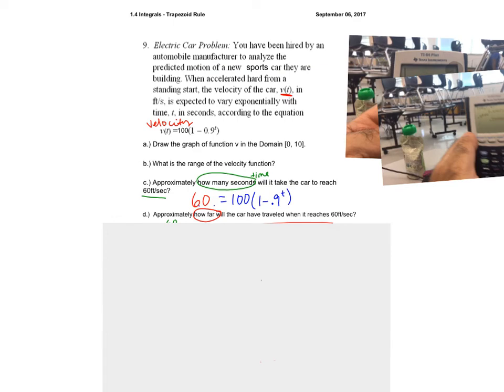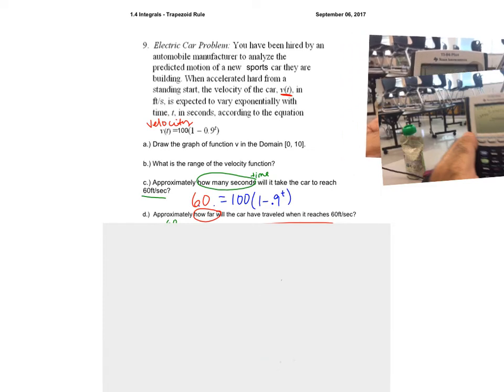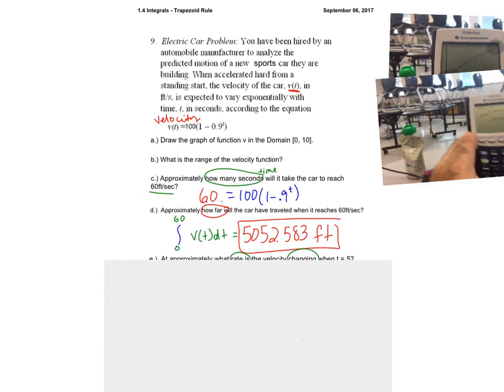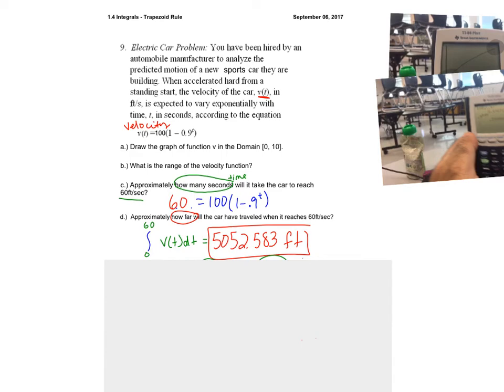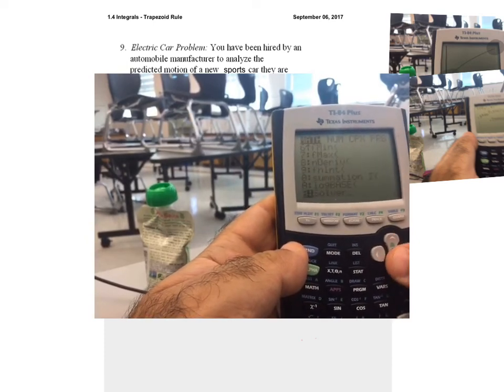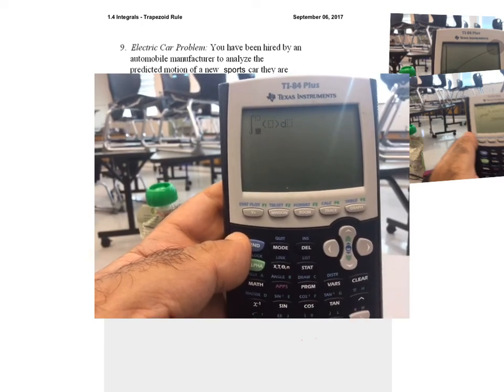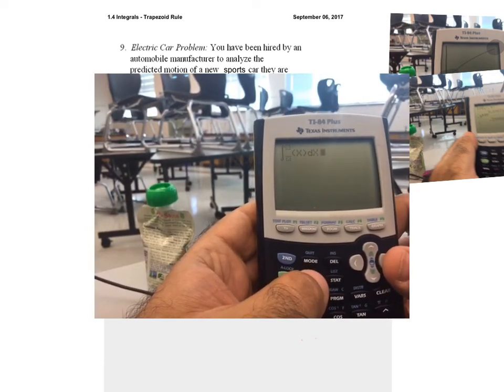Here the next part is saying approximately how far will the car have traveled when it reaches 60 feet per second? So we're looking for the area again, and what I noticed here is that they straight up did the integral. The calculator does figure out the integral for you, so let's do that. So again, we're going to go to our math button. And when you go all the way down, you will see where it has finding the derivative and the integral. So over here, you simply have to plug in the numbers and it will give you the answer. Just make sure that if you put an x right here, then this should be an x as well. That's how you do it.